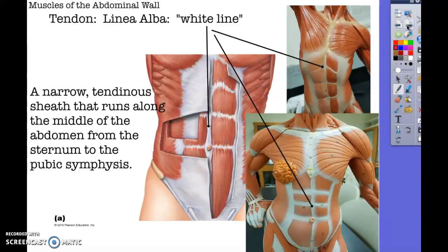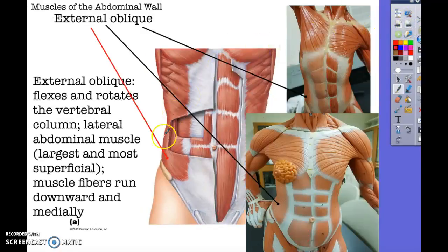All right, here's the tendon that runs right straight down the middle, and it's linea alba, which means white line. It's a narrow tendinous sheath that runs along the middle of the abdomen, all the way from the sternum to the pubic symphysis. Sternum, pubic symphysis. Okay.